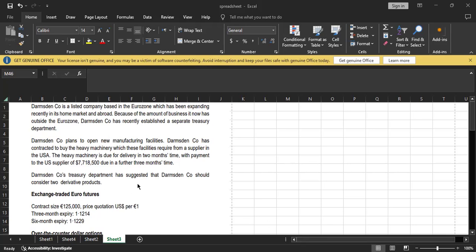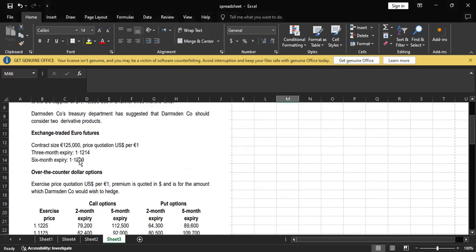The company treasury department has suggested the company should consider two derivative products. One is the exchange traded euro futures. Contract size has been given, the 3 months expiry and the 6 month expiry have been given. Now over the counter dollar options were given. Exercise price has been given to you people as dollar per euro, and the call option and the put options have been given.